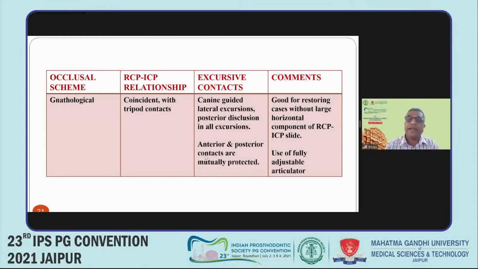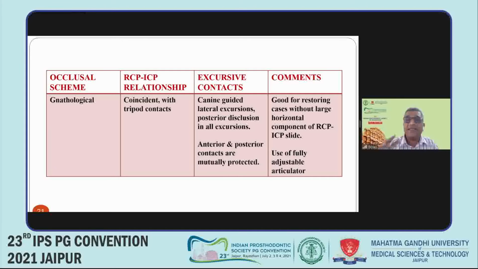The anterior and posterior teeth are mutually protected, as you must know. When the anterior teeth come into contact, the posterior teeth go out of contact, whereby the anteriors are protecting the posteriors. In centric occlusion, when the posteriors are in contact, the anteriors are out of contact. Thereby the posterior teeth are protecting the anterior teeth. In lateral excursions, whether canine guided or group function, that means canine along with the premolars on the side where you are moving, the other side has a gap, thereby you call it mutually protective.